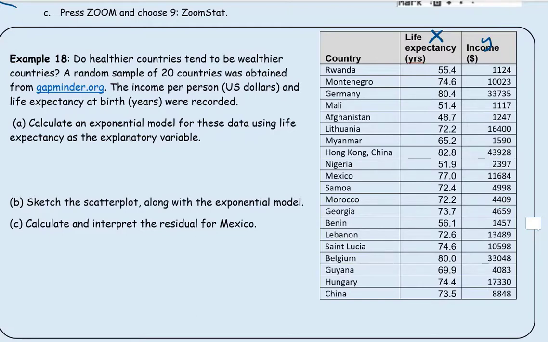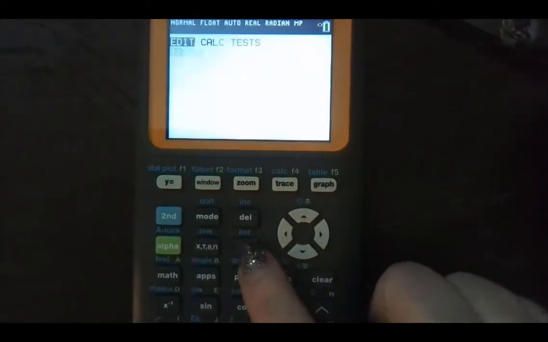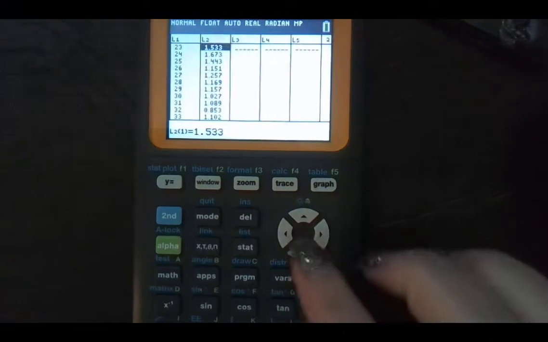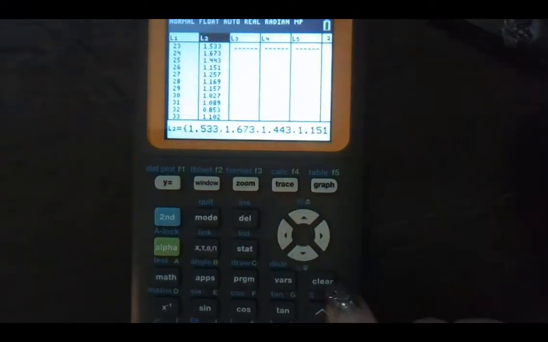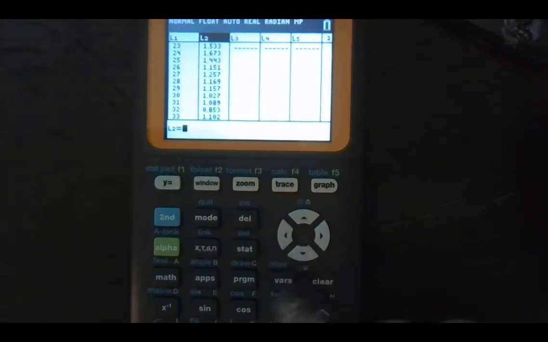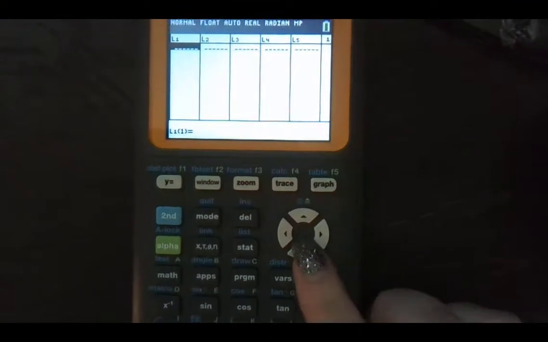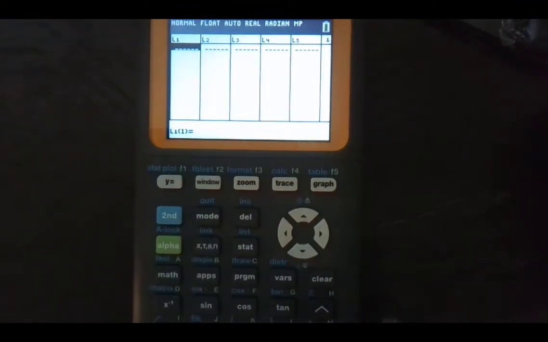So we're going to switch back to the calculator and do that now. We're going to go back to our lists, go into Edit, and I'm going to clear both these lists just by pressing clear. Do not press delete because you'll delete your list. Press enter, go up to L1, press clear. Okay, so now we have our clear list.